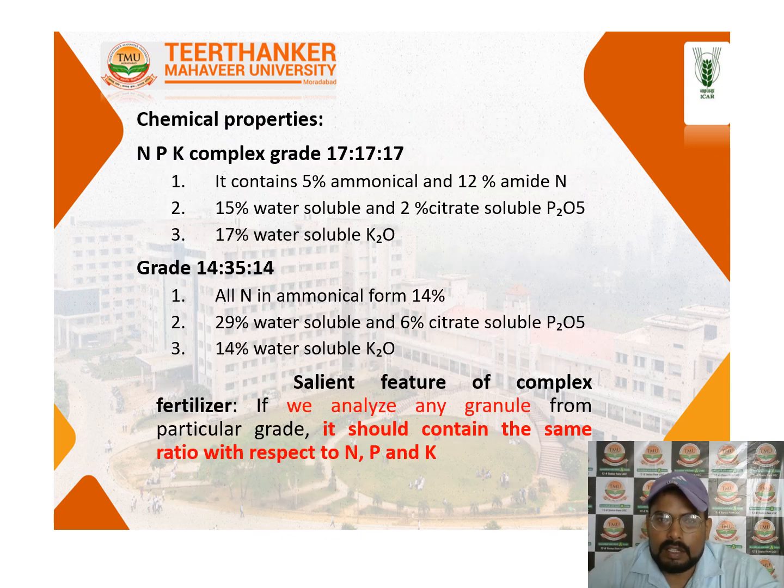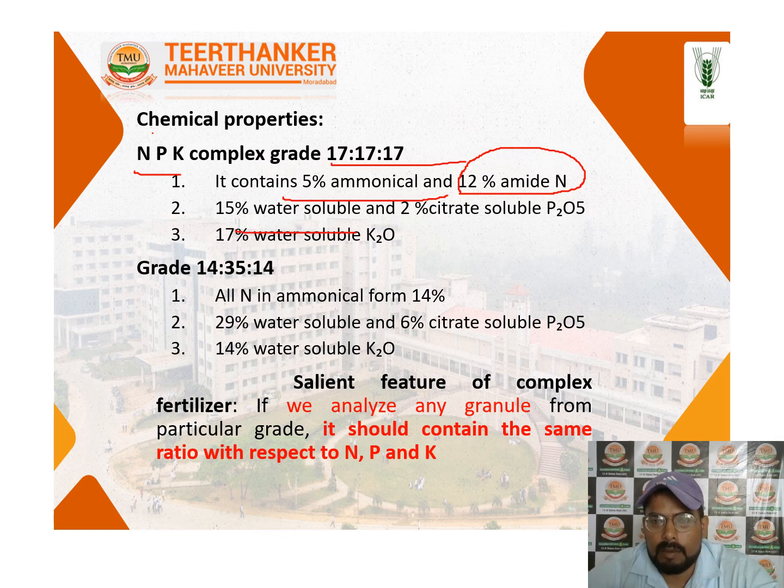Next are the chemical properties. What are the chemical properties of this type of fertilizer? Like NP complex grades, it contains 5% ammoniacal nitrogen and 20% amide nitrogen. In the phosphorus, 50% is water soluble and 2% citrate soluble, and 70% of the K2O is water soluble. So these are the grades.